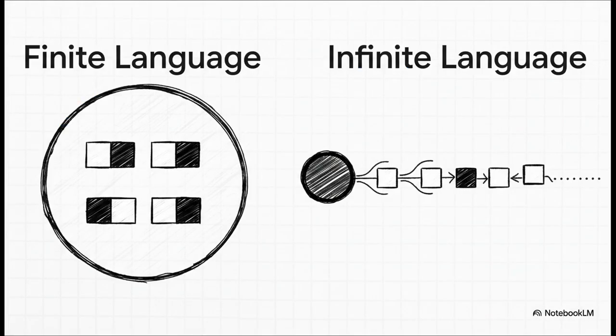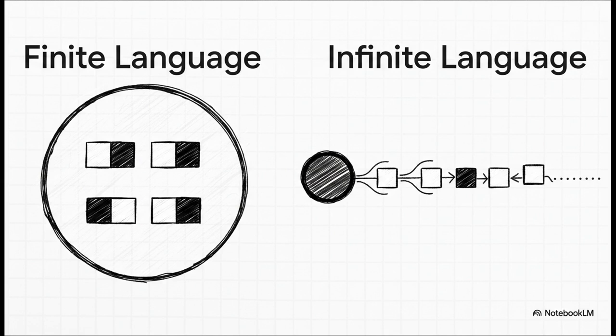And languages really come in two main flavors. A language can be finite. For example, the set of all binary strings that are exactly 2 characters long. There are only 4 of them: 00, 01, 10, and 11. That's it. The set is complete. Or a language can be infinite. Imagine the set of all binary strings that simply start with a 0.